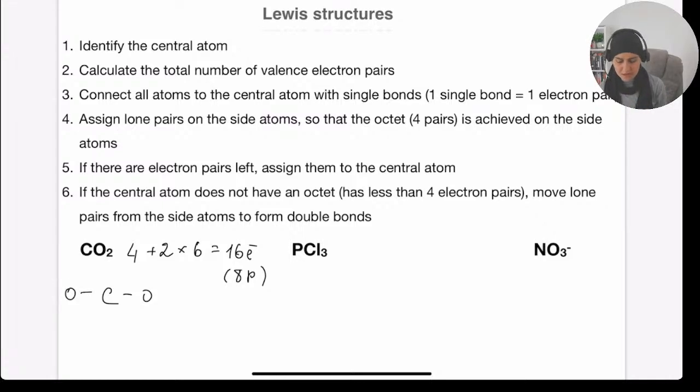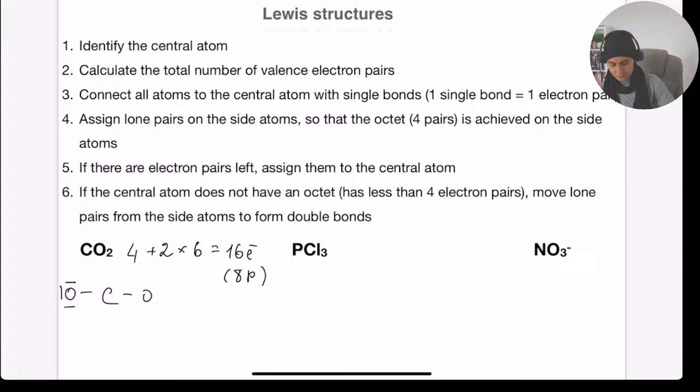Next step, assign lone pairs on the side atoms so that the octet for pairs is achieved on the side atoms. Octet is 4 pairs, so by default all our side atoms must have 4 pairs. So this oxygen has 1. It means that it's missing 3 pairs. I would write down lone pairs as lines. Each line is a pair. So 1, 2, 3. You see now it has an octet.